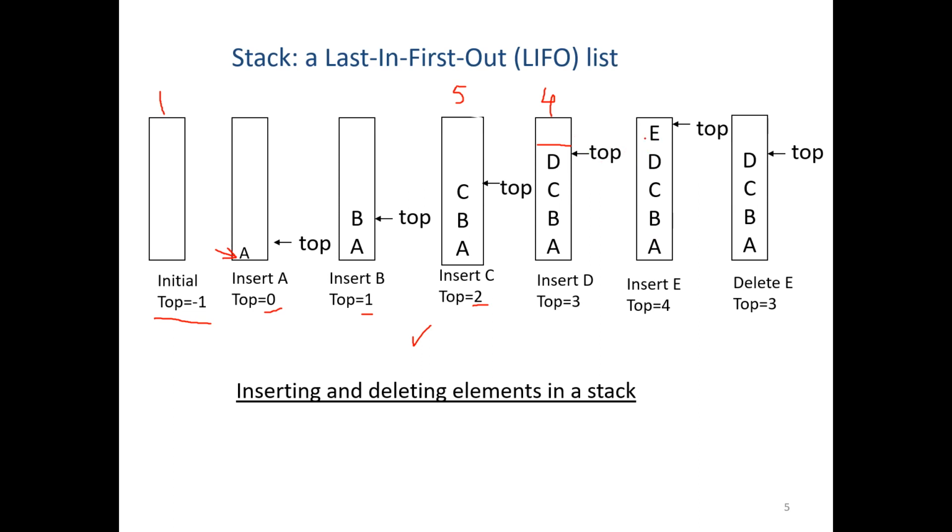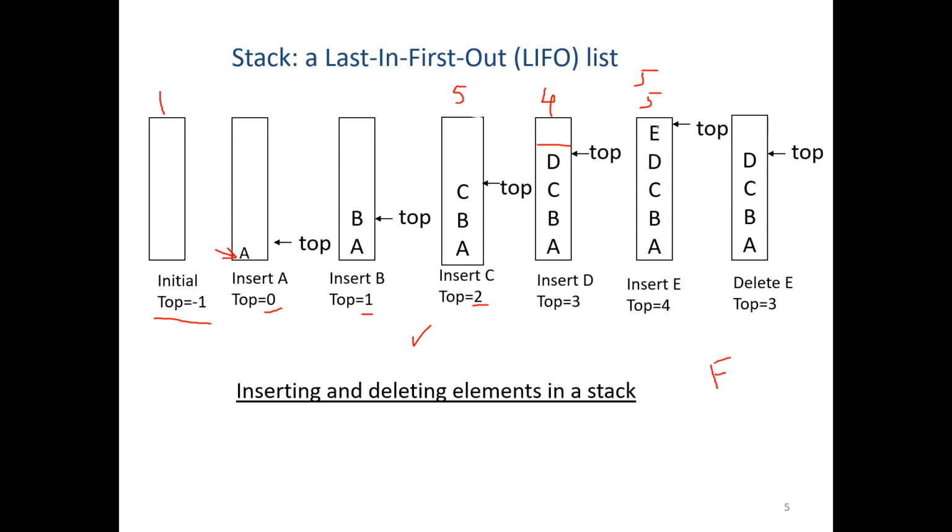Now the capacity of the stack was 5 and the number of elements in the stack is now 5. The maximum capacity is 5. The current number of elements in the stack is also 5. Now we'll see whether I can push one more element, say F.